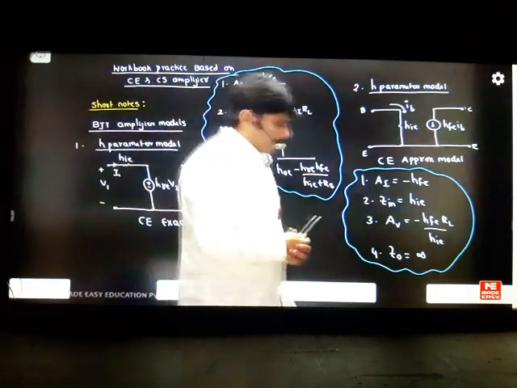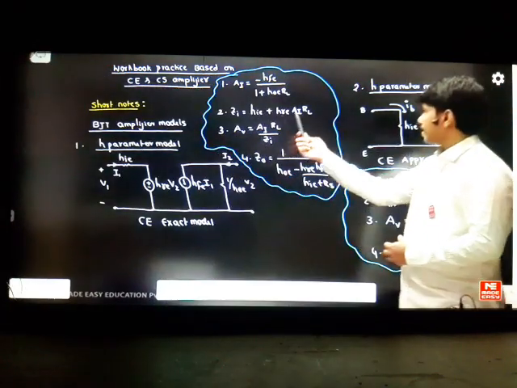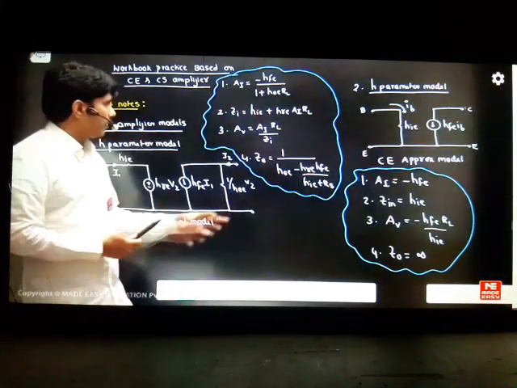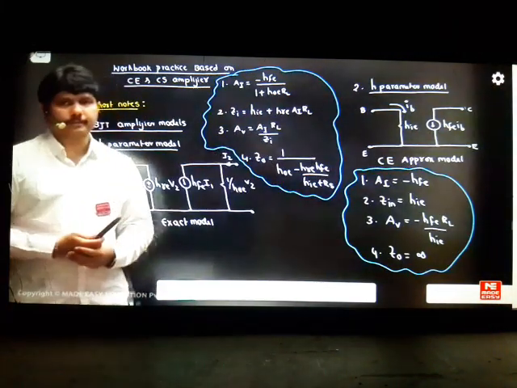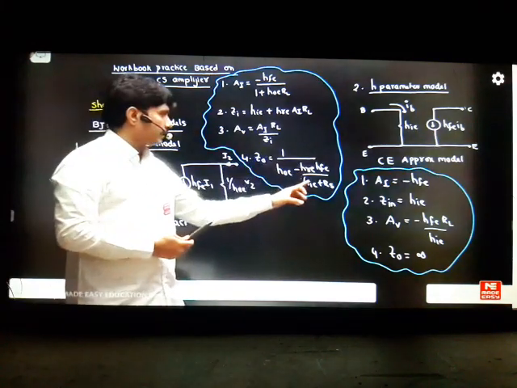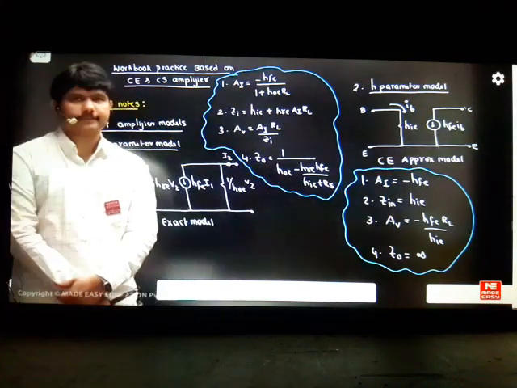First, note the points. Input impedance is HIE plus HRE into AI into RL. That's the input impedance in the exact model we got. You must practice this. And the voltage gain formula is current gain into load resistance by input impedance. And the last formula we have seen is Z0 equals 1 by HYE minus HRE HFE by HIE plus RS. These 4 formulas you should practice from the total content.